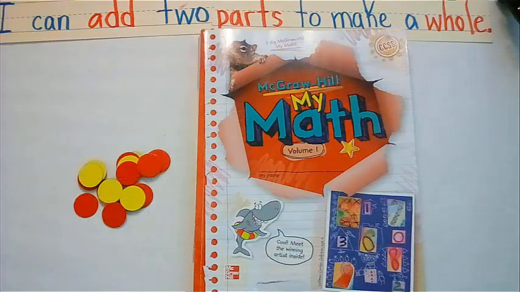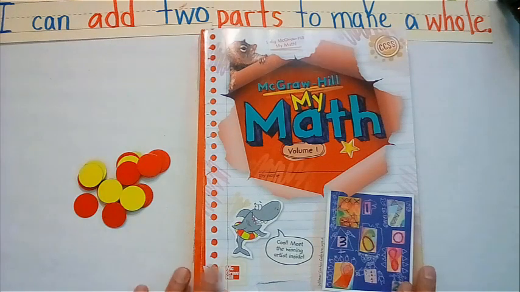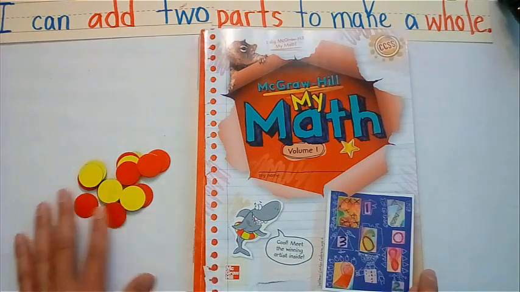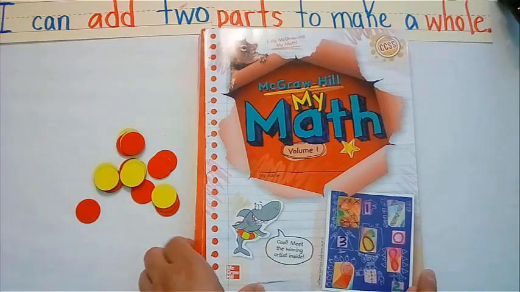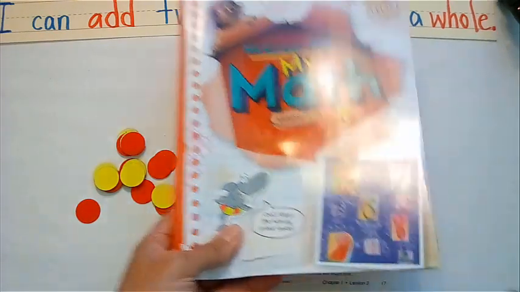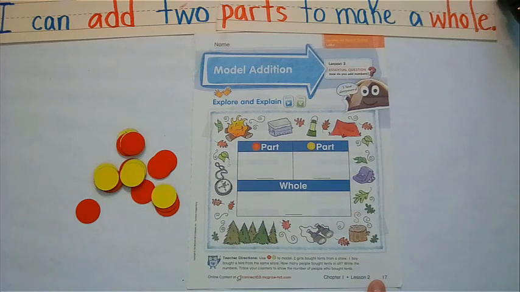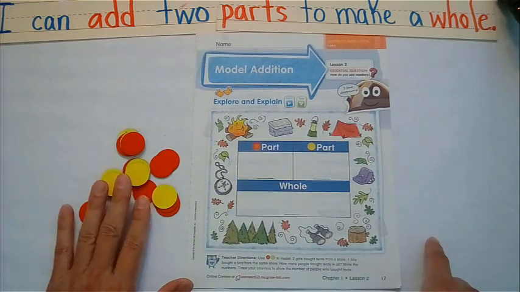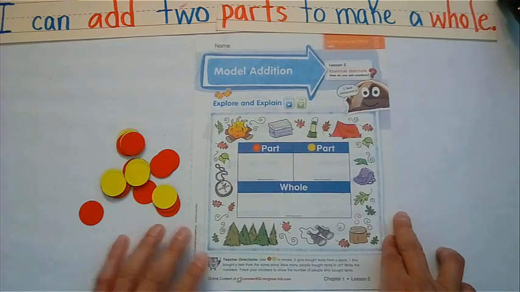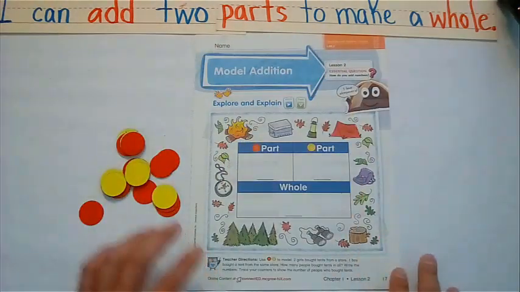Okay, boys and girls, so I put away my whiteboard and my expo marker, and please take out your math book, and you could leave your counters out because you're going to use them. And in your math book, please turn to page number 17. It should look just like this. And we're going to use our counters to add two parts to make a whole.